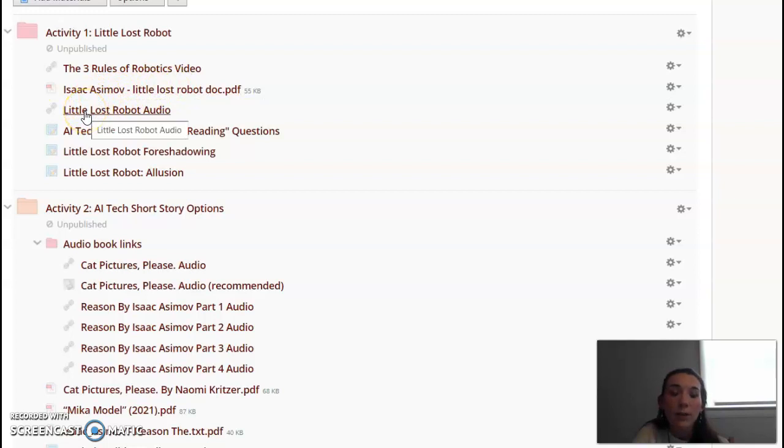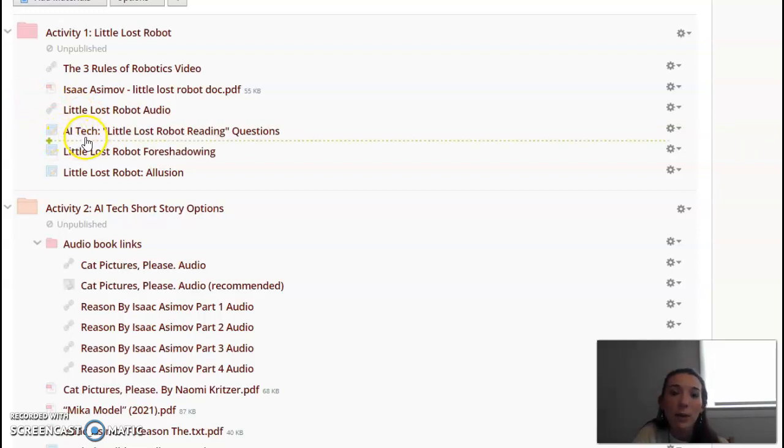Little Lost Robot also has an audio if you'd like to listen to it. When you go to this audio, it's for his entire collection of short stories. So in the description box on YouTube, you would just go down to whichever chapter it is, which would be Little Lost Robot. If you click on the chapter, it'll take you directly to that story in the audio.